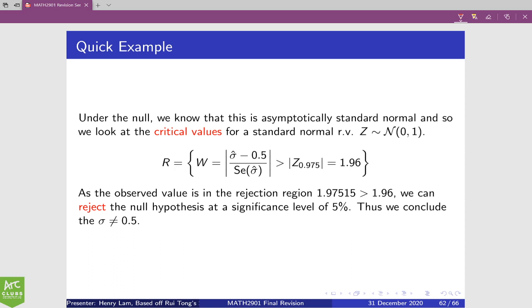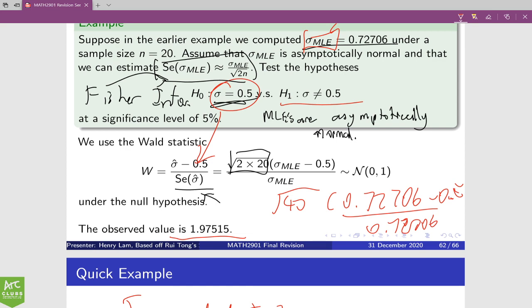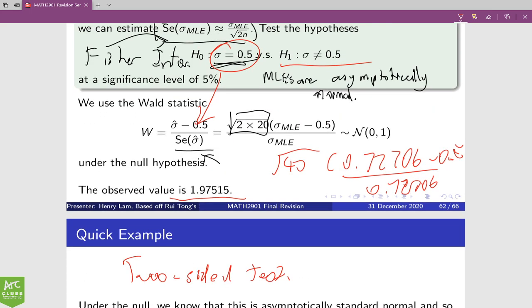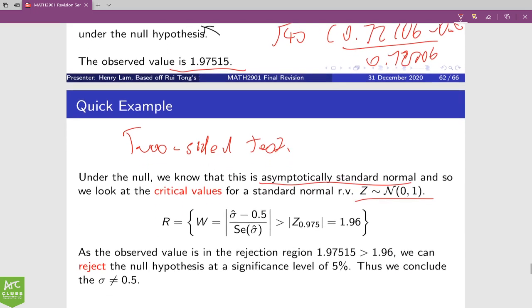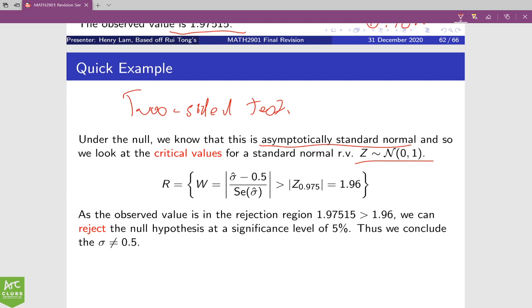We need to look at the critical values for a standard normal, because we know it's asymptotically normal. This is a two-sided test, because we're testing that it's not 0.5. You don't care if it's negative or positive, bigger or smaller. You just say it's not 0.5. So you look at the region where it's 2.5% above and 2.5% below.